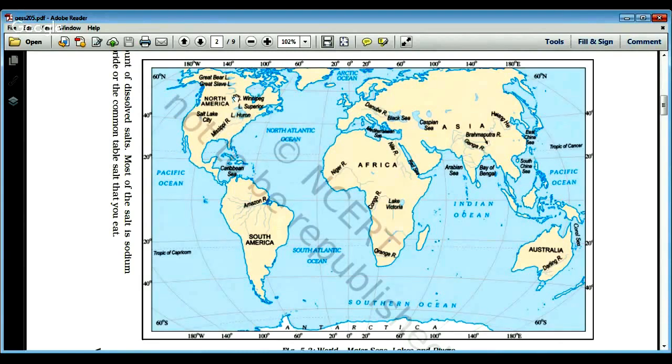There is a trick to remember the Great Lakes of America. There are five Great Lakes of America, and the trick is HOMES, homes. If you remember the word homes only, then you will be remembering all the Great Lakes of North America. Now we'll come to the third page of this PDF.